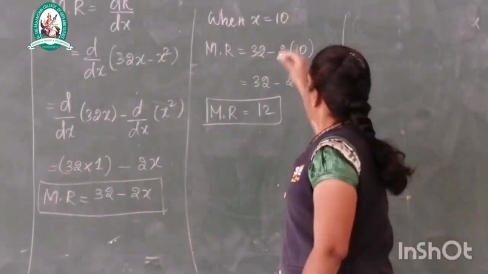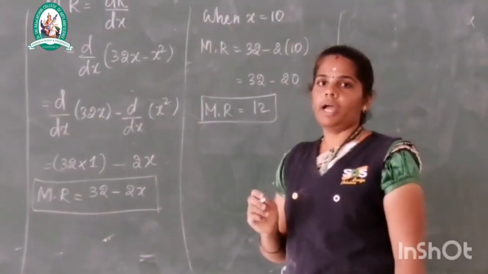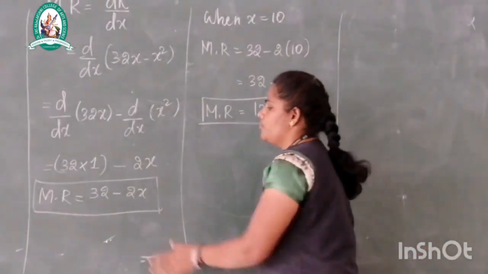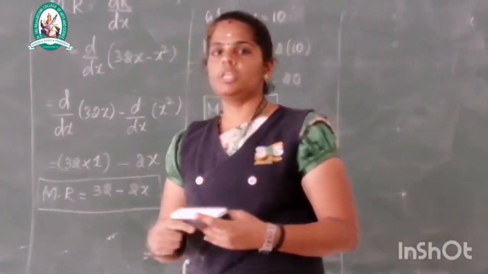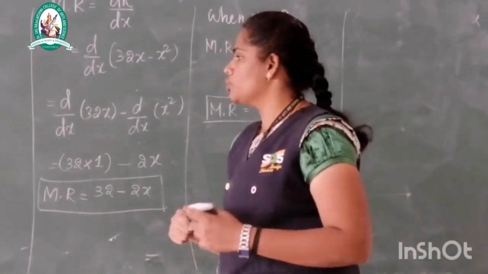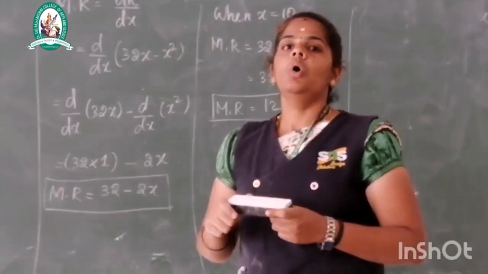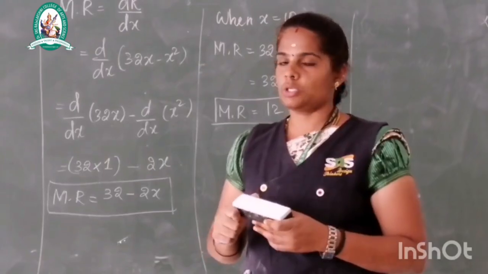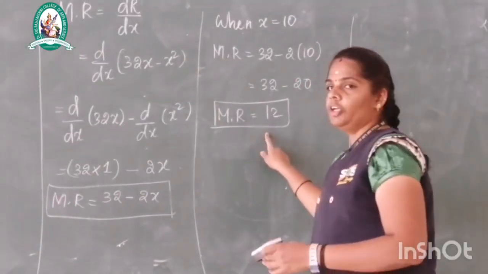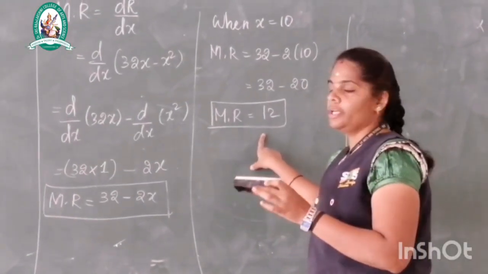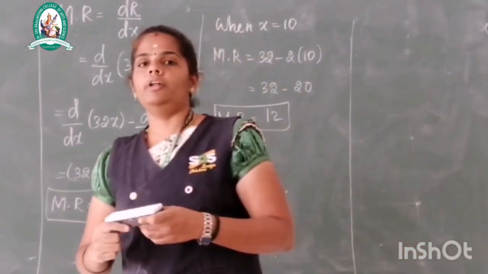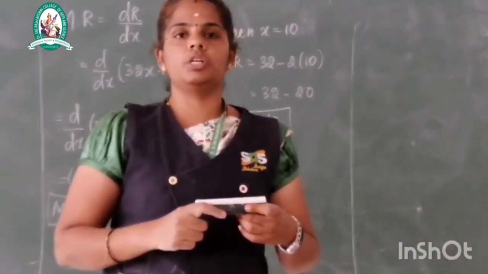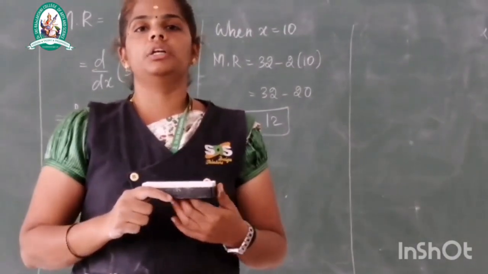If they didn't give the value of x, then we have the solution in the form of an equation. So the average revenue is 22 for this equation y is equal to 32x minus x square, whereas the marginal revenue for this equation 32x minus x square is 12. This is how we have to calculate the value of average revenue and marginal revenue whenever the cost differs.